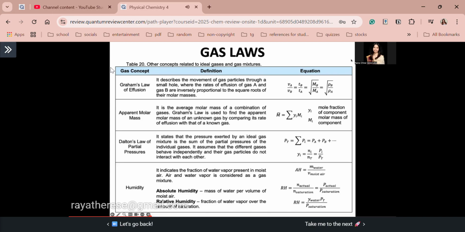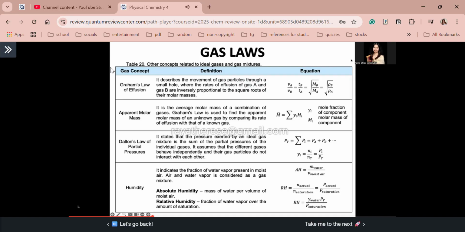And then we can also get the mole fraction of a component in a gas mixture, that is equal to ni, the moles of the gas component, divided by the total number of moles. And this is equal to the partial pressure of the gas component in your gas mixture divided by the total pressure, or the pressure exerted by the mixture. Pi over PT.